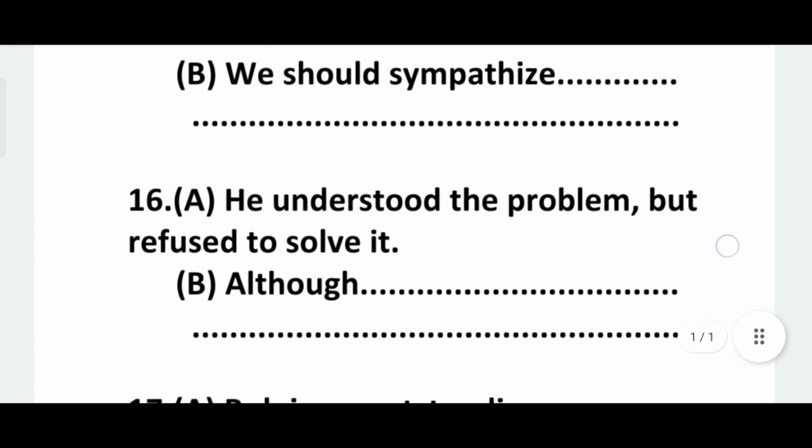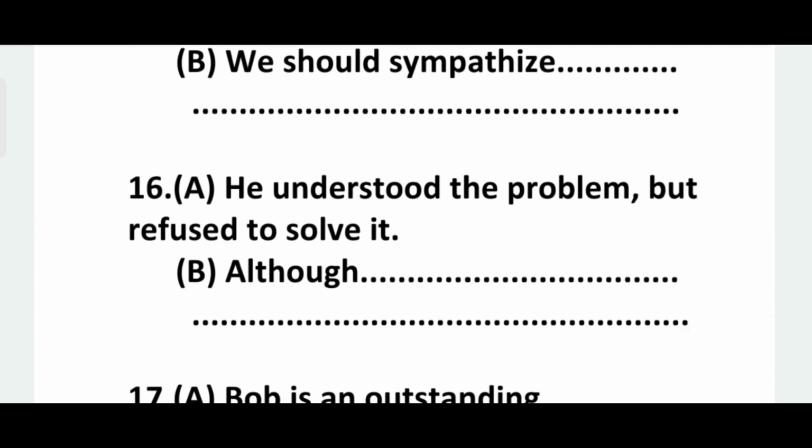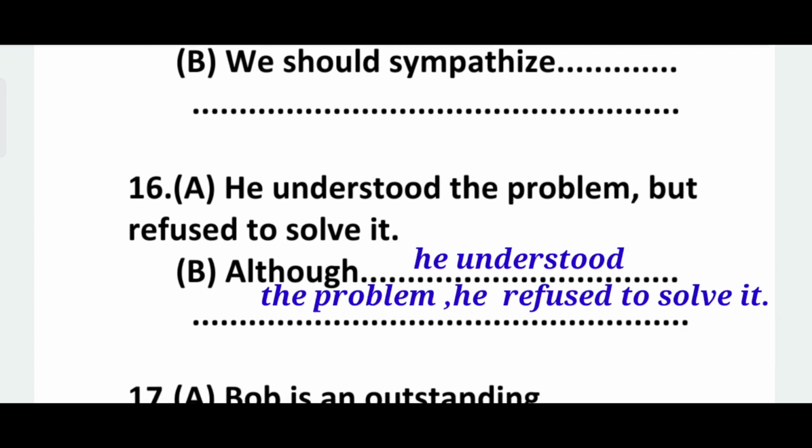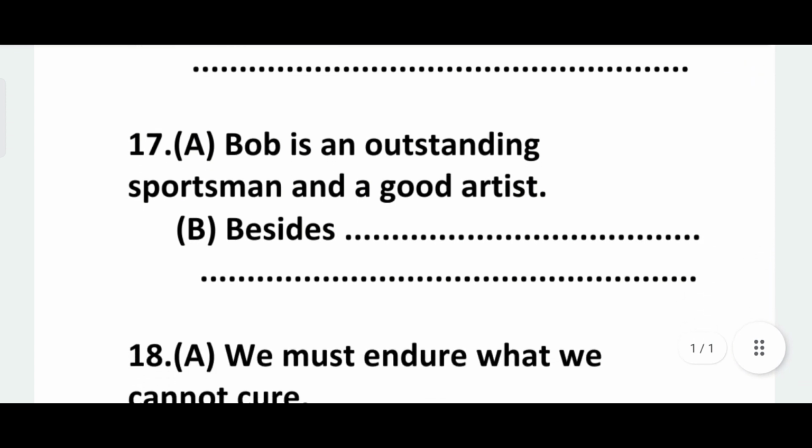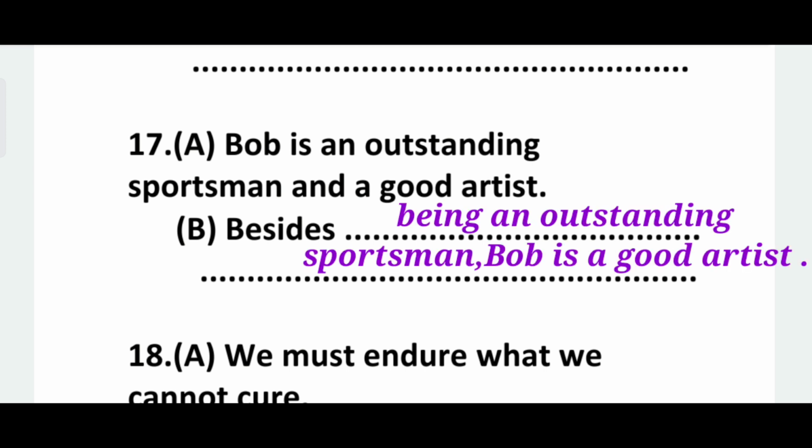He understood the problem but refused to solve it. Although, this is easy. Although he understood the problem, comma, he refused to solve it. Full stop. Comma and full stop, compulsory. 17. Bob is an outstanding sportsman and a good artist. Besides. Besides being an outstanding sportsman, comma, Bob is a good artist. This is your right answer.